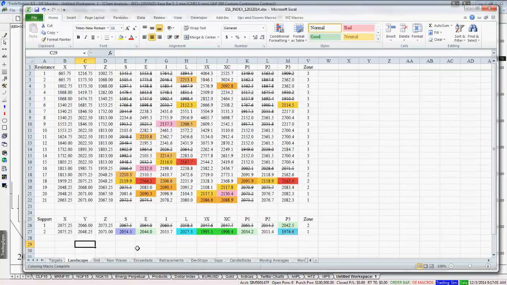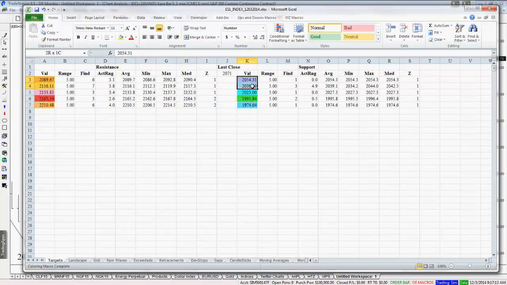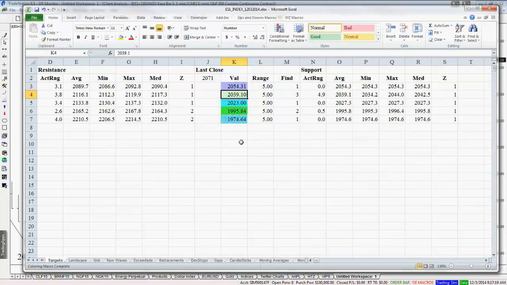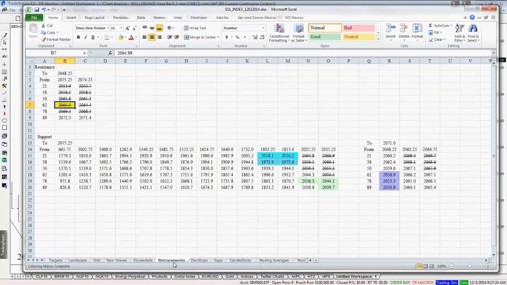But the targets that we're looking at, 2054 is the 0.618 down to the 2044. If it can get below 2044, and I know that that's a pretty major target, we should see right around this 2027. So these are the confluence points that we're looking at here. We'll zoom in on those a little bit. 2054, 2039, 2023, 1995.